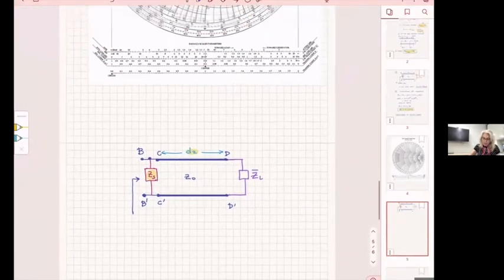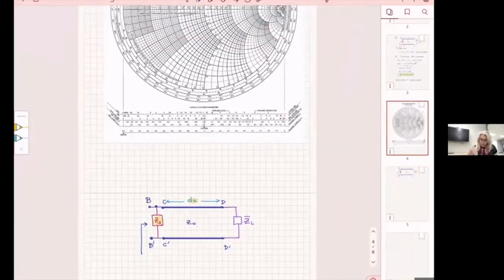Okay, now I have to move. What that tells me is that as I move from the load towards the source, the generator, I will have to move along this line, which means that while I am on this line, I will have to move on the constant VSWR circle, or the constant reflection coefficient circle, or the circle of the transmission line, as we call it. I have to move on the circle of the transmission line.